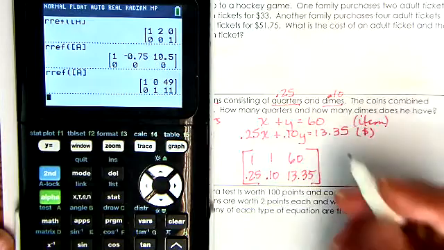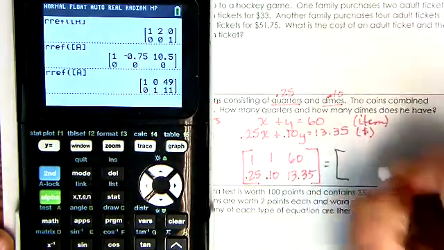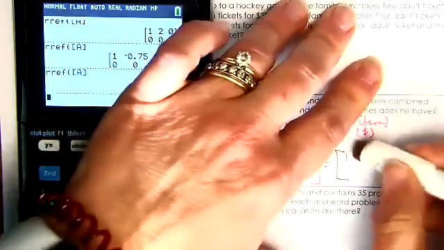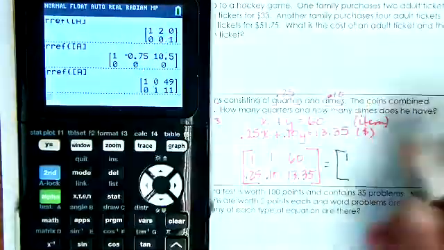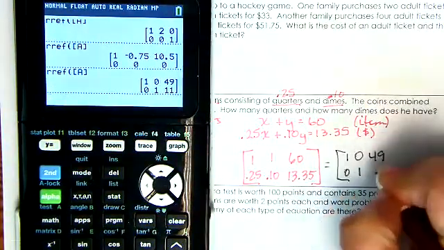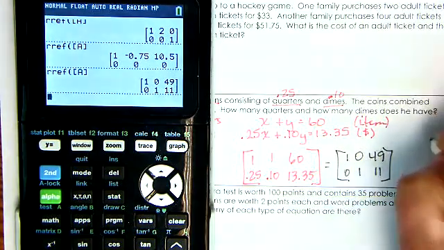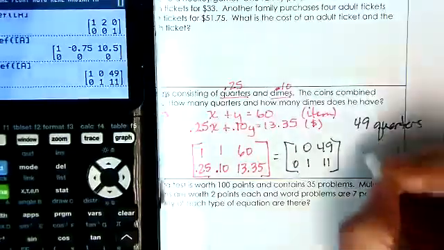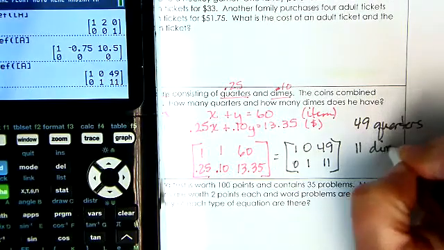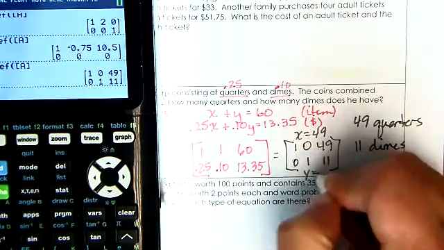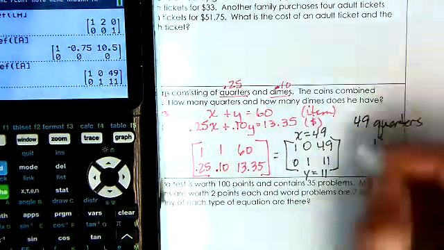So therefore, right now, my matrix is 1, 0, 4. Kimberly, you got to put space because otherwise it all runs together. 1, 0, 49, 0, 1, 11. So that means I have 49 quarters, 11 dimes, because this is x equals 49, y equals 11. No answer.